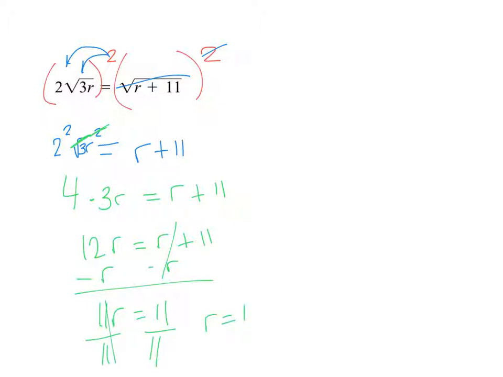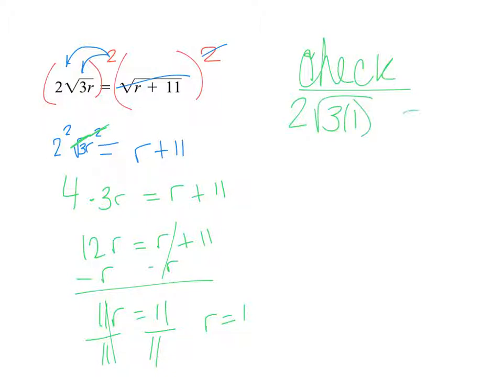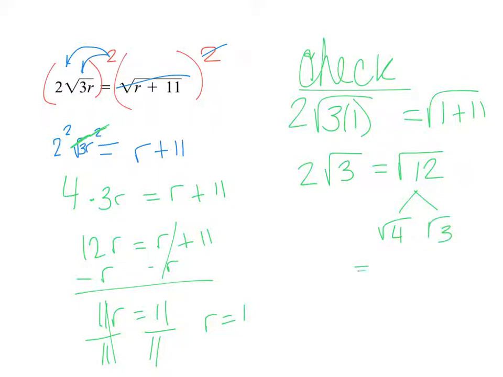And again, I'm going to check by plugging it into my original. I end up getting 2 times the square root of 3 equals the square root of 12. Right now it doesn't look like it's the same, but if we break down 12, we break 12 up into 4 and 3. And the square root of 4 is 2. And radical 3 would stay, so therefore this works, and r equals 1 is your answer.